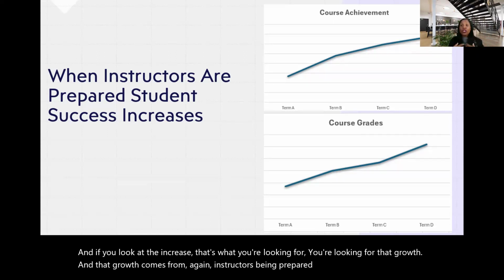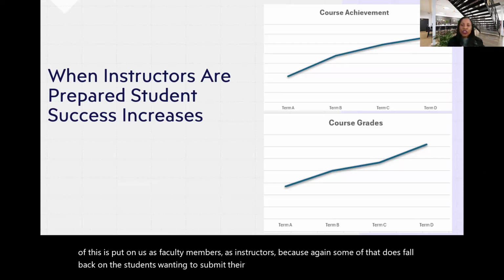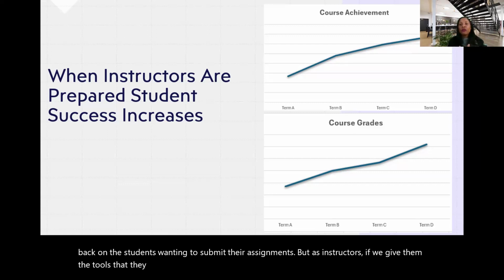Again, I'm not saying that all of this is put on us as faculty members, as instructors, because some of that does fall back on the students wanting to submit their assignments. But as instructors, if we give them the tools that they need to encourage them, to push them, then they are more inclined to do so. But to do that, we as instructors have to be prepared ourselves.